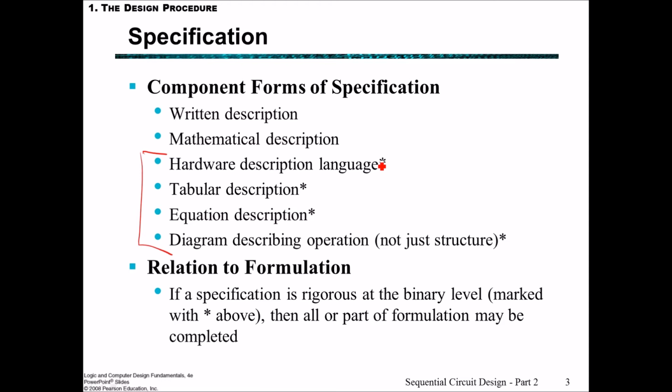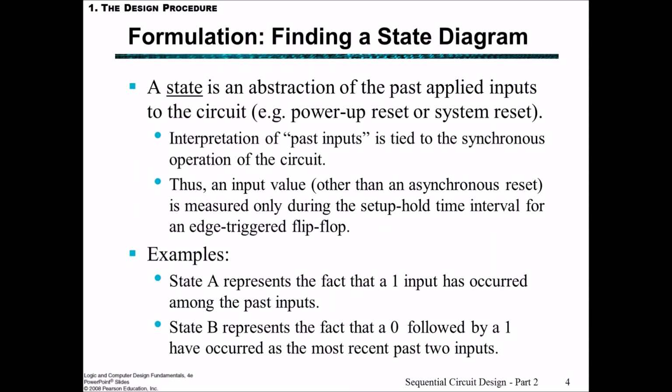In the formulation step, different to before, we now need to find a state diagram, remembering that the state is some sort of abstraction of the past applied inputs. We can give the states labels or names or binary values, and this is really just a formal way of saying that the interpretation of past inputs is tied to the synchronous operation of the circuit. There are asynchronous input values such as a reset. However, the normal input values are measured only during the setup hold time interval for an edge-triggered flip-flop. And some examples of that will make it a bit clearer.